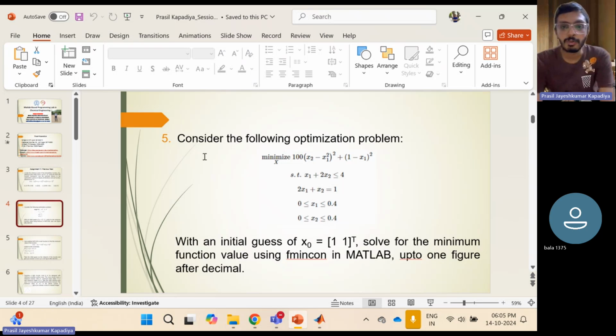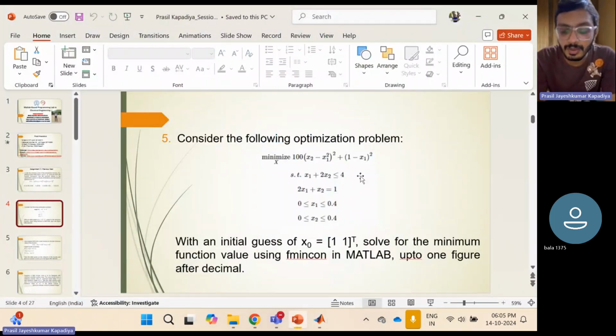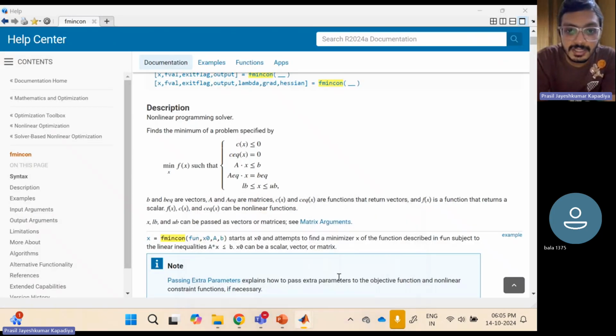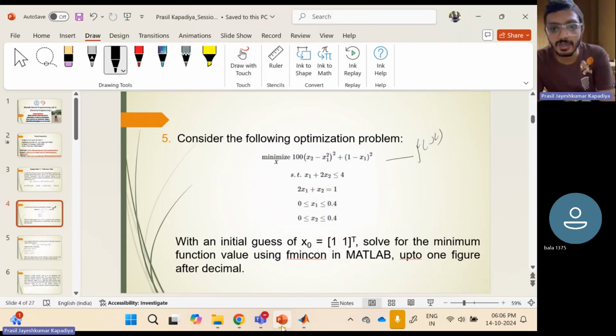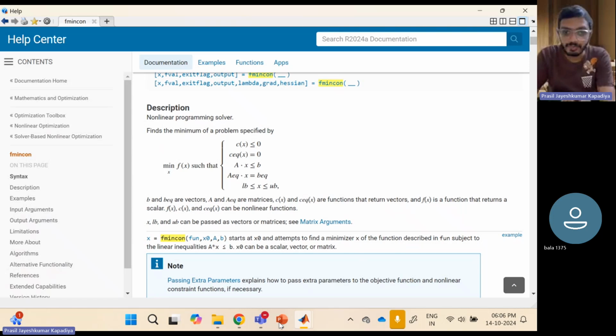If we look at this problem, consider the following minimization problem. This is my function F of X that I want to minimize. Now my first constraint is x1 plus 2x2 is less than or equal to 4. So where does this match? This matches here, Ax is less than or equal to b. So I need to define A and b. Further, what is given to us? 2x1 plus x2 is equal to 1. So this equality constraint is given, that is ceq of x is equal to 0. And the lower bound 0 and upper bound 0.4 are given to us. And we are supposed to solve this using an initial guess of 1 comma 1.